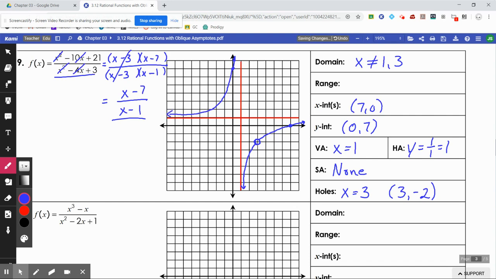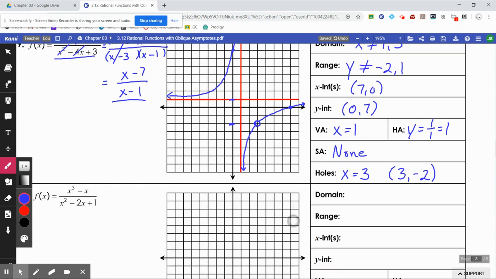Your range, the only break, you have two different breaks. And you can write this in interval notation, or you can just simply say, well, my y value will never be this because of the hole. So y does not equal -2. And it will never equal 1 because of my horizontal asymptote.